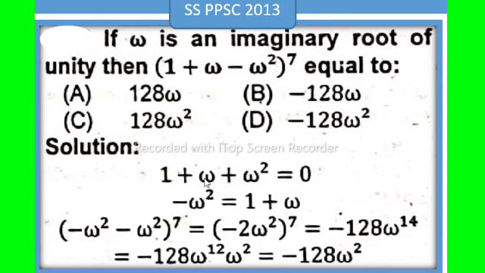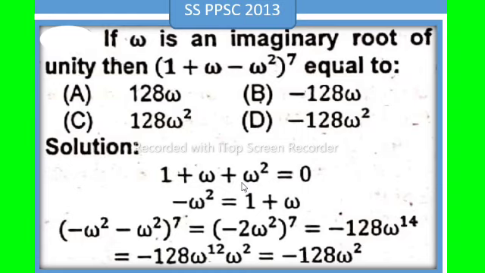In this lecture, I will solve Pakistan Public Service Commission 2013 MCQ, that is, if omega is an imaginary root of unity, then (1 + omega - omega^2)^7 equals? Solution: 1 + omega + omega^2 is equal to 0. It means the sum of the cube roots of unity equals 0.